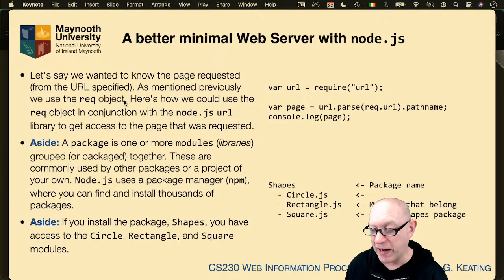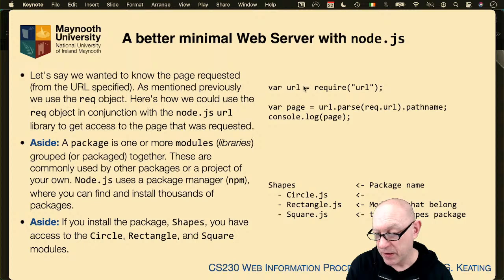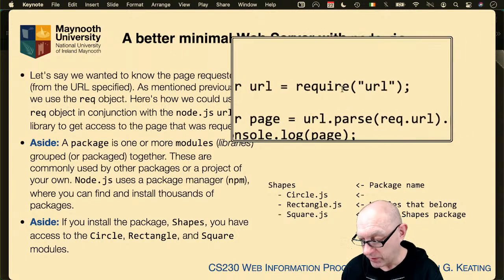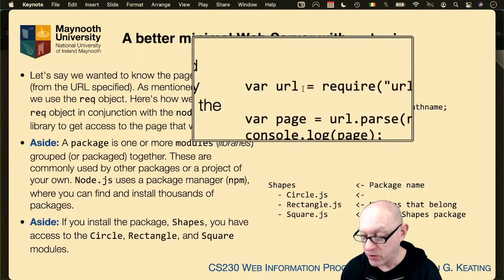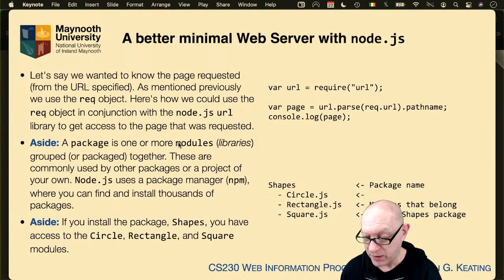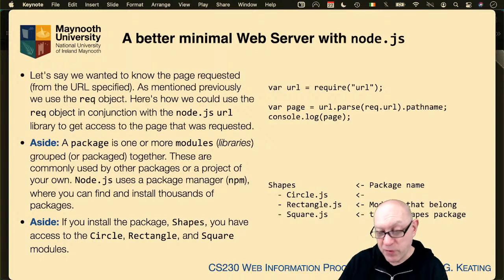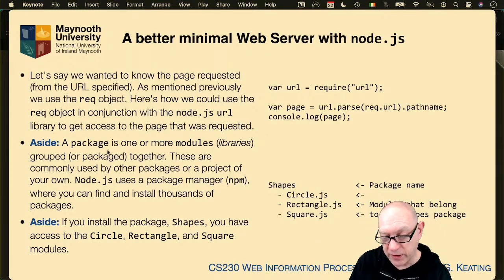So let's say we wanted to actually request a page from a server using the URL. Here I mentioned already that we have this URL package, and we can require this URL package, and we can parse the URL to extract a page. That information is in the request object that's sent to the browser. And we saw that already earlier in the lecture.